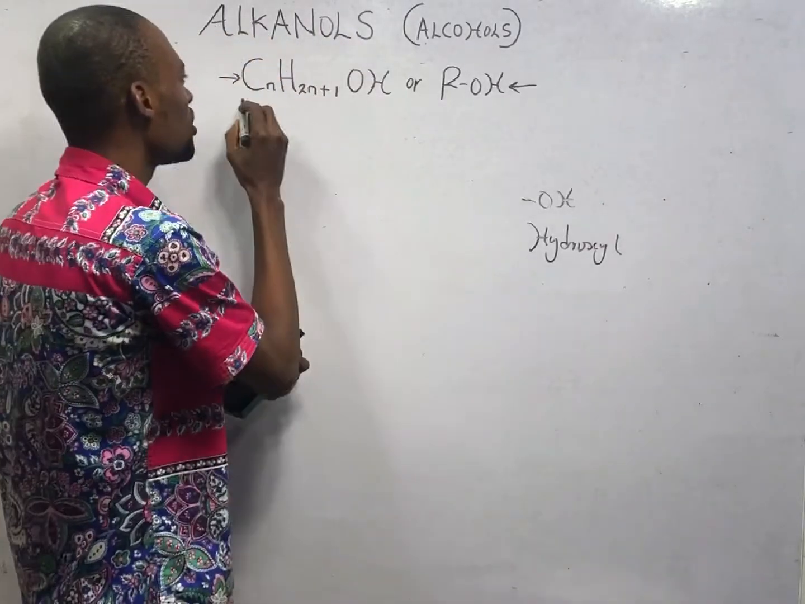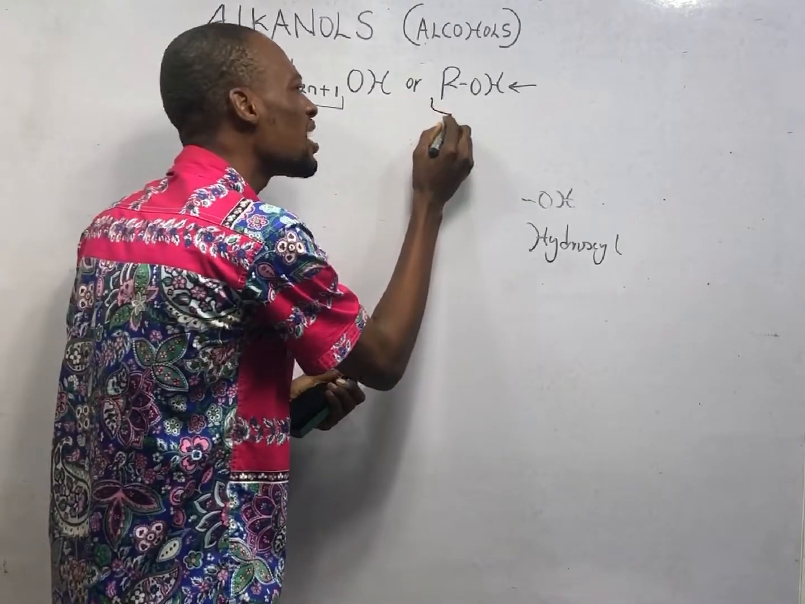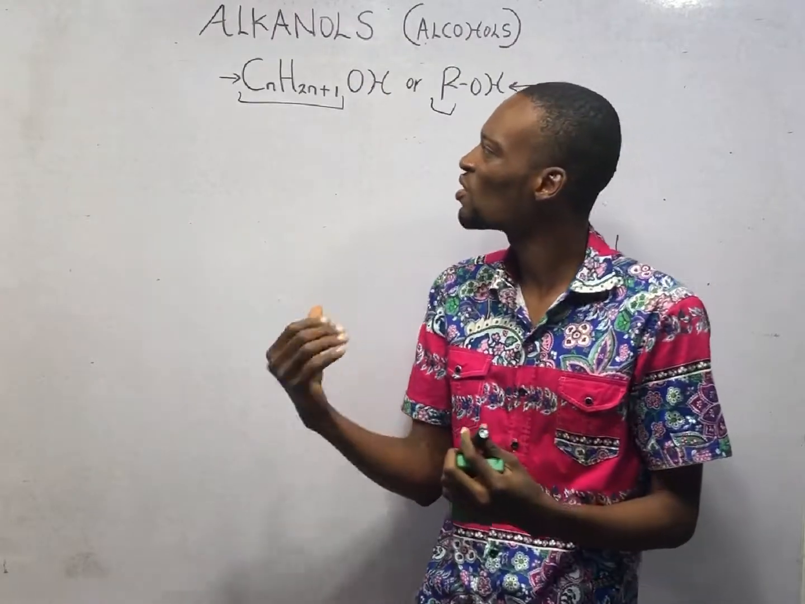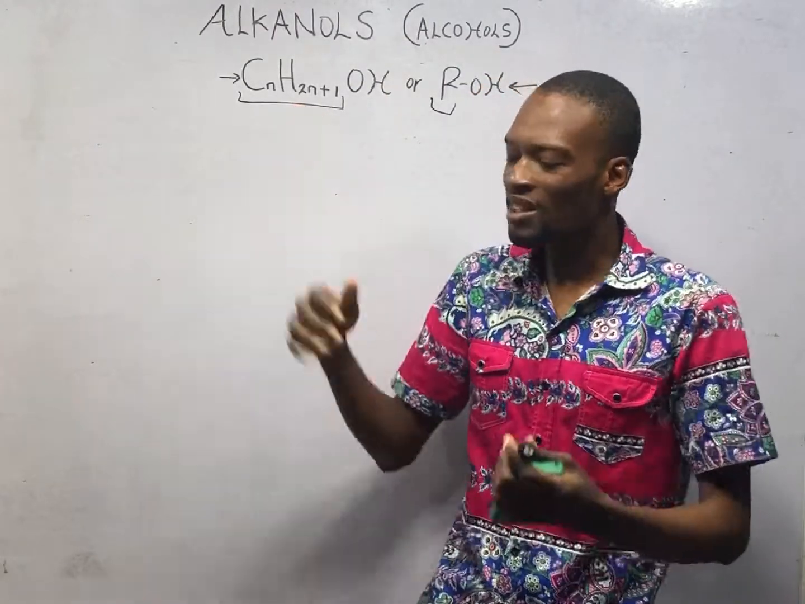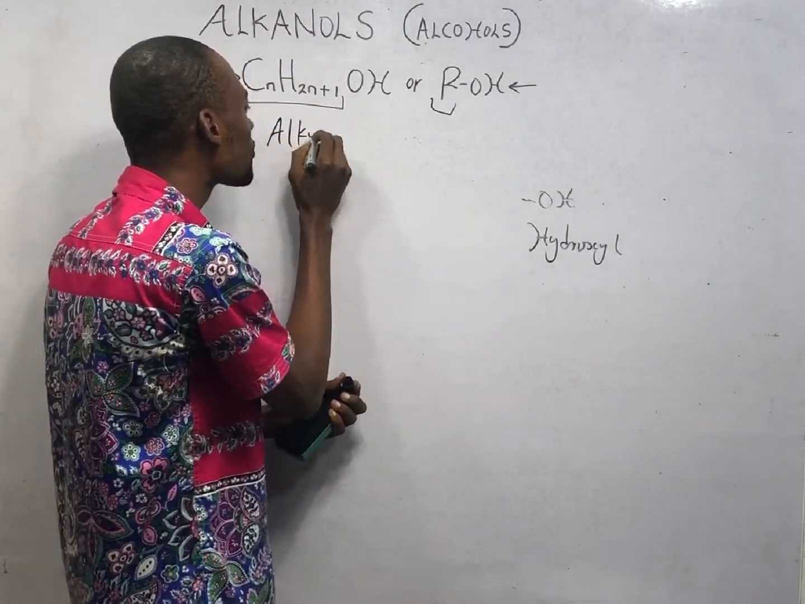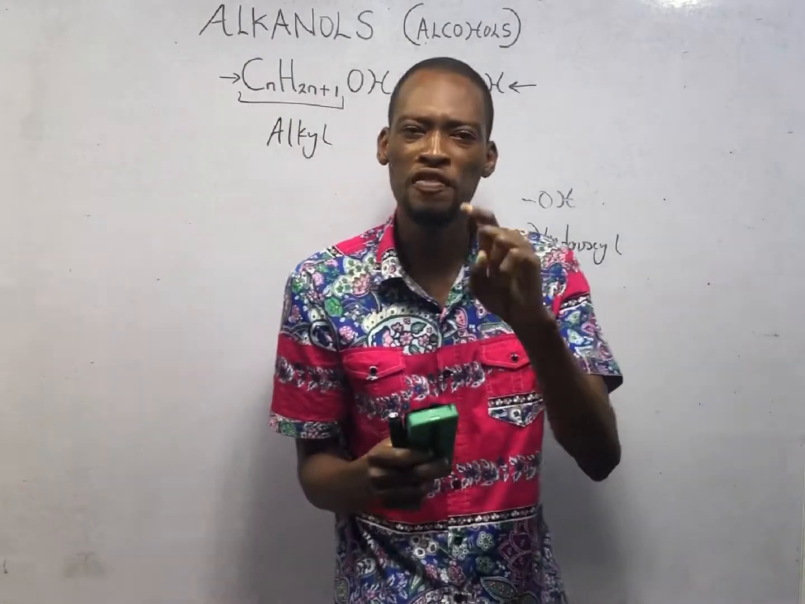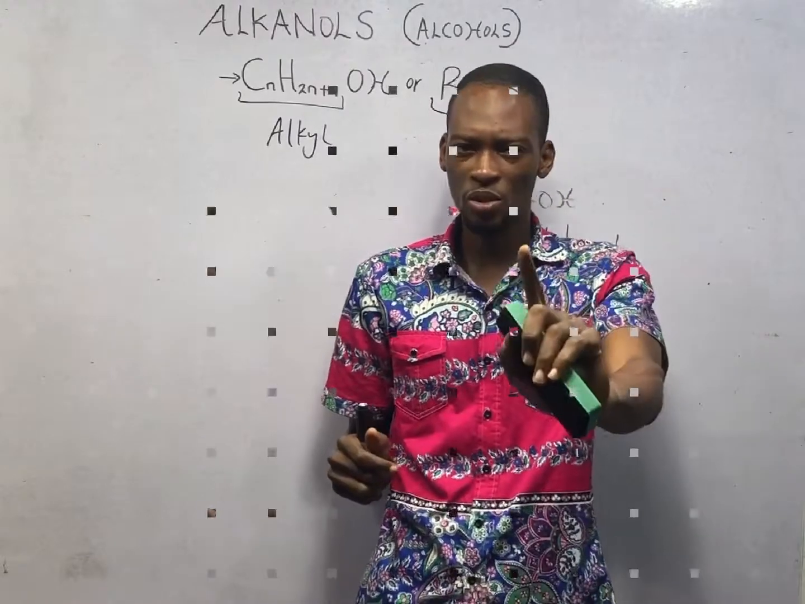For example, you see this general formula, OH is attached. You see this arrow, OH is attached. Therefore, alkanols is formed. Now, what is this general formula? This general formula is referred to as the alkyl group. Alkyl groups are groups or compounds formed when alkanes lose one hydrogen.